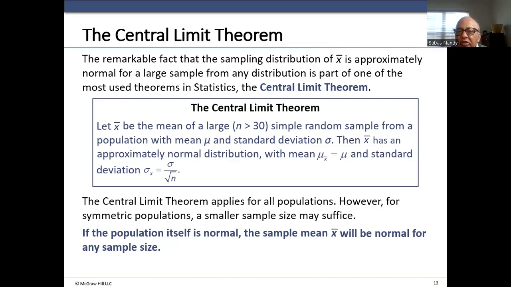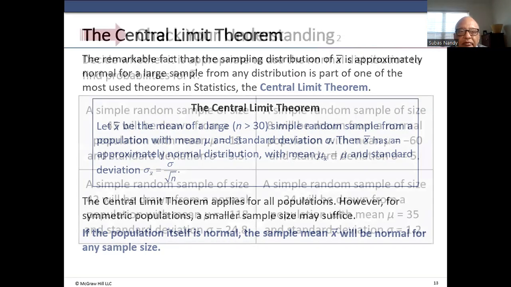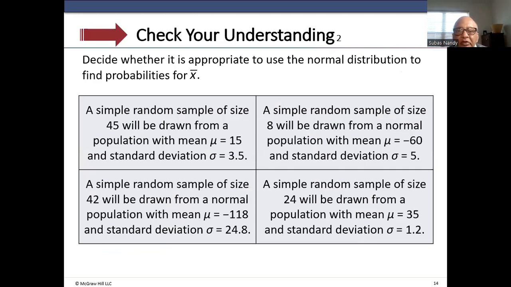The central limit theorem applies for all populations. However, for symmetric populations, a smaller sample size may suffice. If the population itself is normal, that means the population is bell-shaped, the sample mean X bar will be normal for any sample size. Decide whether it's appropriate to use a normal distribution to find probabilities for X bar.